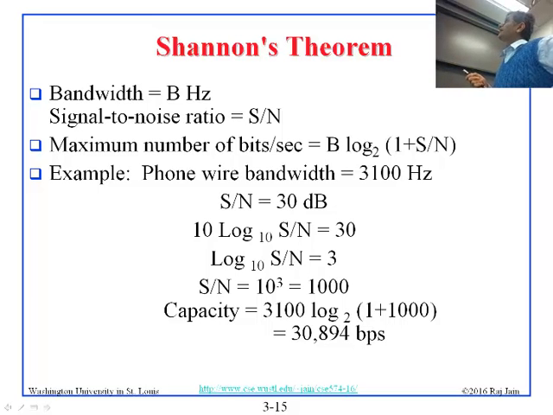And his formula is that if you take signal S and the noise N, measure them, and then take the ratio of 1 plus S over N, take log base 2, and multiply by the bandwidth, that is the maximum data rate you can get, maximum bit rate you can get. So here's an example.